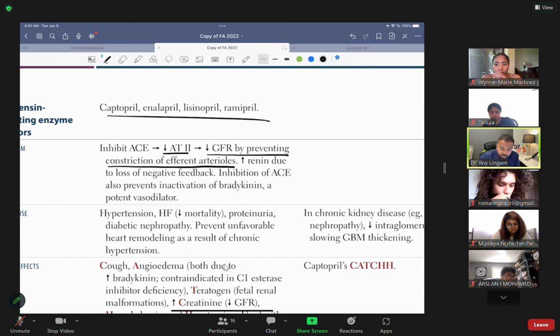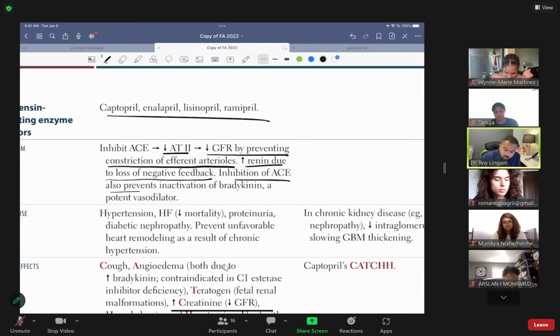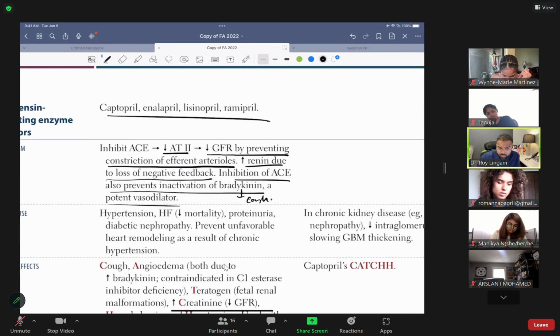Okay, so it decreases GFR. Now, of course, there's an increased renin due to loss of negative feedback. So they will be high in renin because when you have a decreased angiotensin 2, you will have that. Inhibition of ACE also prevents inactivation of bradykinin. We talked about it. You need the ACE enzyme to digest bradykinin. Otherwise, bradykinin will accumulate and it will cause cough. Cough is one of the side effects of ACE inhibitors because of bradykinin accumulation, folks.